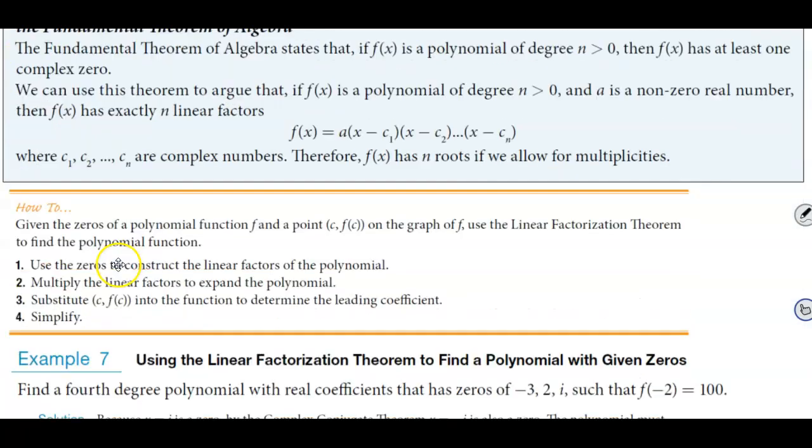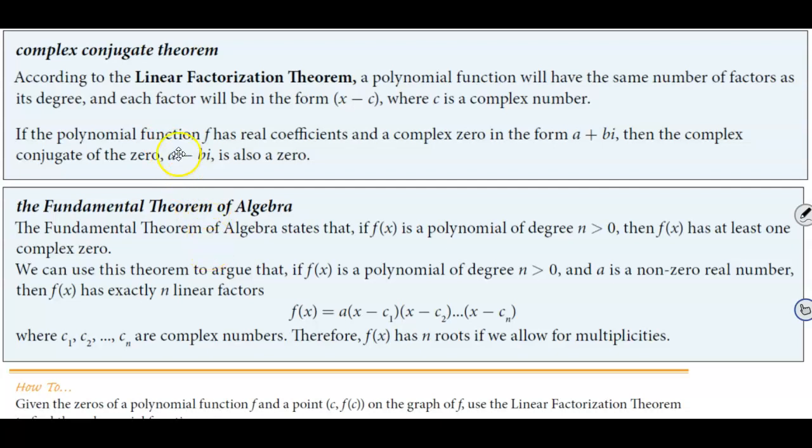Okay, for example number 7, we need to first look at two definitions here. The first definition is the complex conjugate theorem. According to the linear factorization theorem, a polynomial function will have the same number of factors as its degree, and each factor will be in the form x minus c, where c is a complex number. If the polynomial function f has real coefficients and a complex zero in the form a plus bi, then the complex conjugate of the zero, a minus bi, is also a zero.